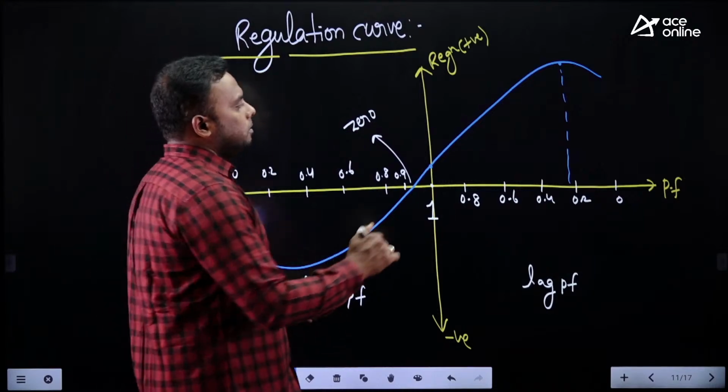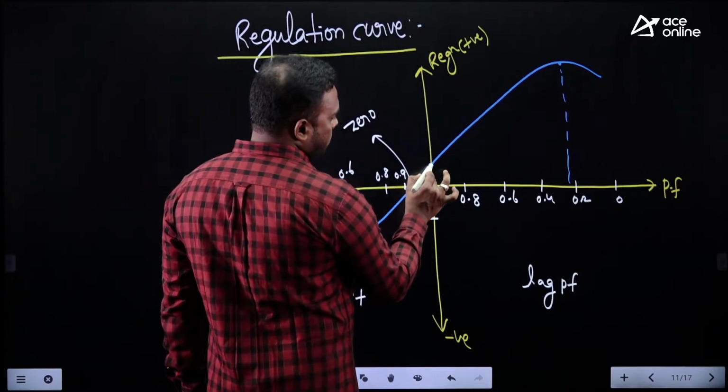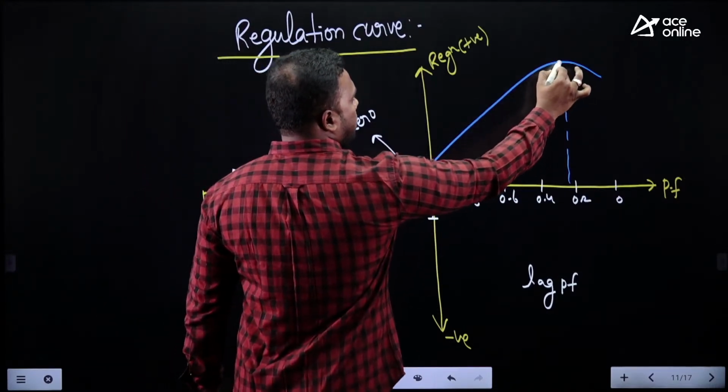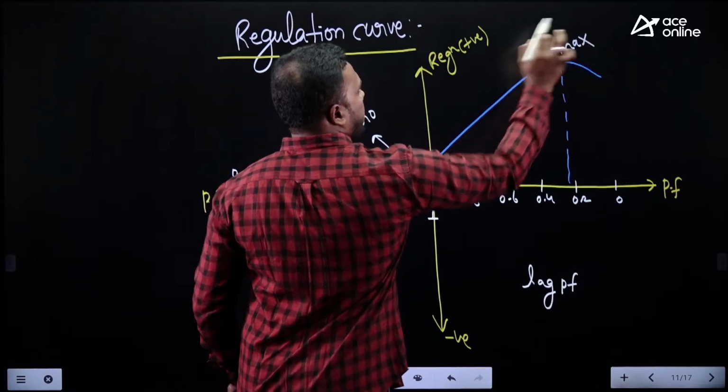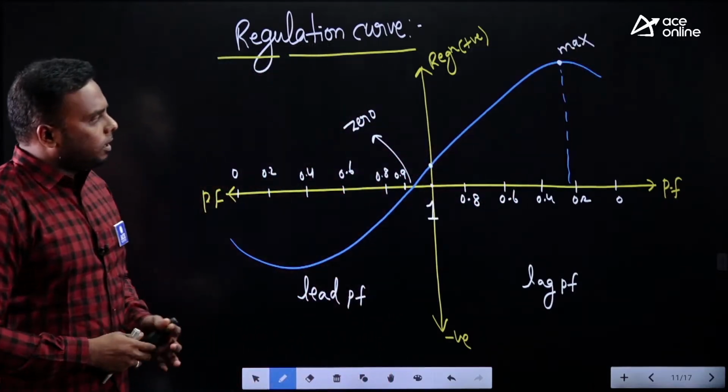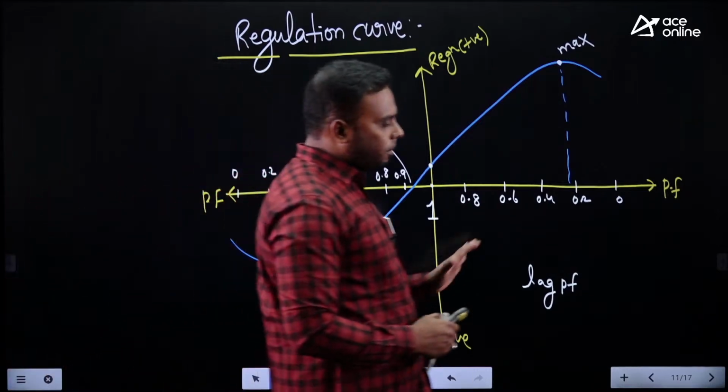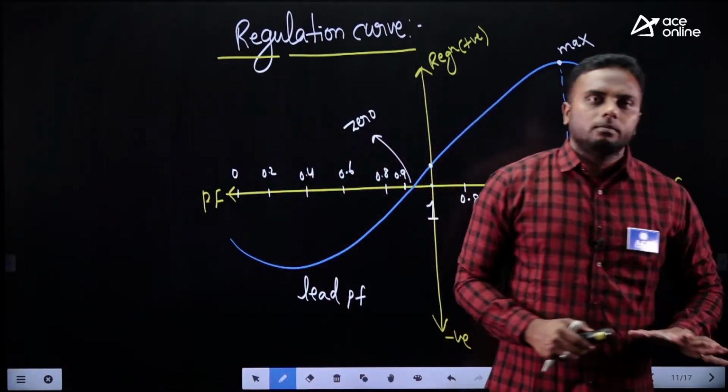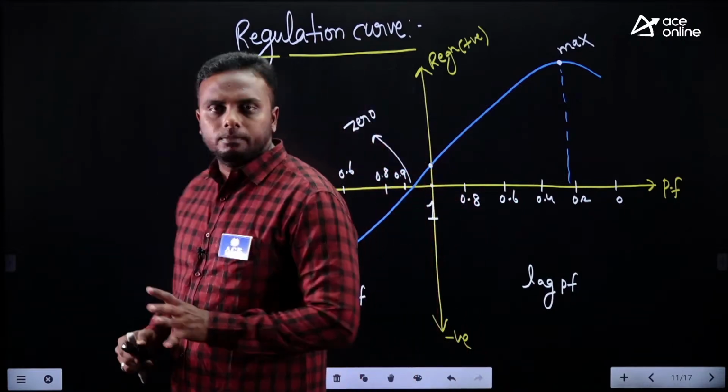Okay. And positive regulation at unity power factor. And this is our maximum regulation. So all the previous 3 cases we combined as a single graph. That is called the regulation curve.